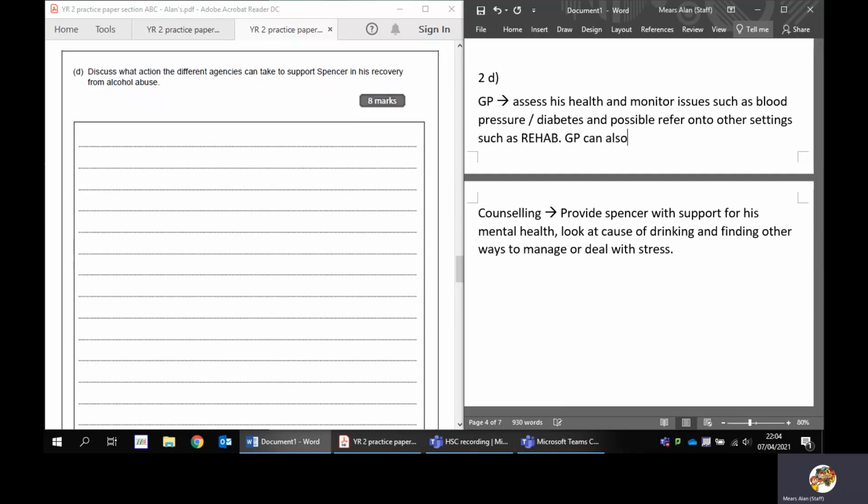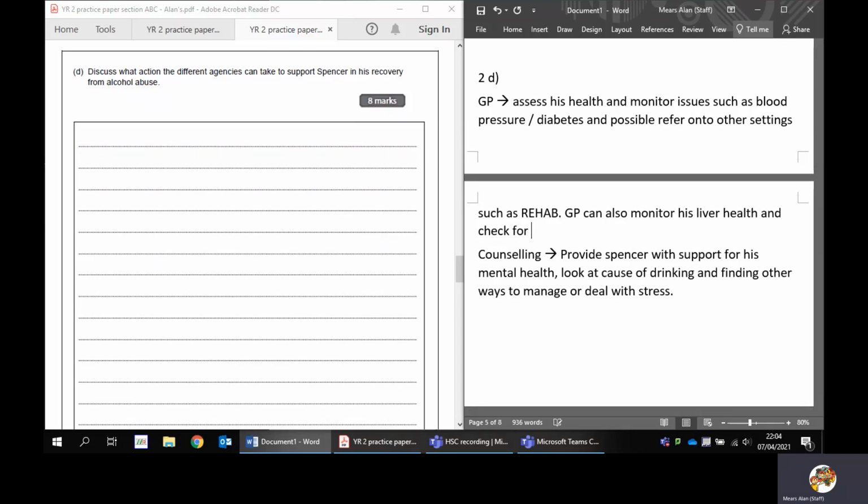GP can also monitor his liver health and check for signs of liver failure. When it comes to counselling, we said about helping him look at his mental health, look at causes of his drinking, could encourage maybe family counselling to gain support from family members. So we've taken two ideas already had, extended, but that's covered 2 points with explanation.